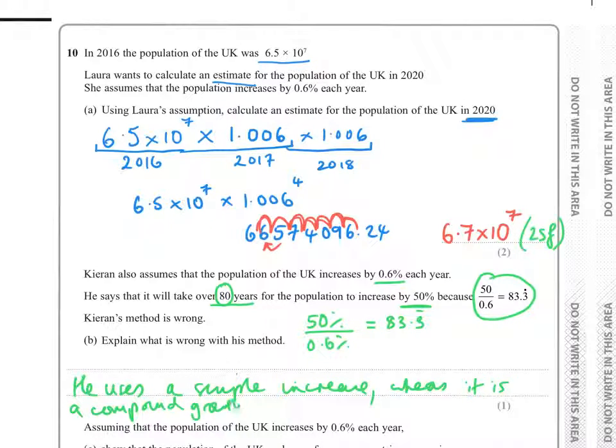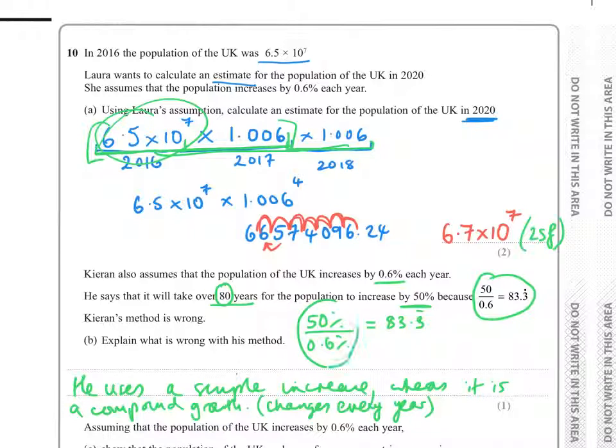growth. And you can put in brackets changes every year. So just think about the first part. You had the initial amount, and then you increased it by 0.6%, and then so that changed over the first year, but then you were increasing by 0.6% again, but not to this original amount each time. You were doing it to a differing amount every year. So that's why it's compound, and his calculation is based on a simple, literally a simple method of increase.